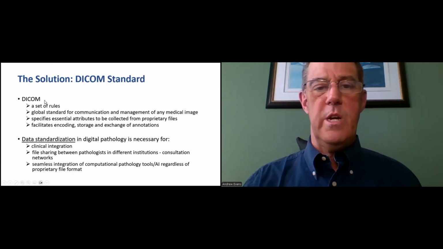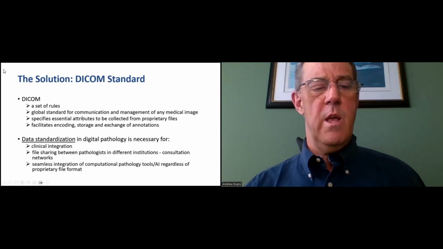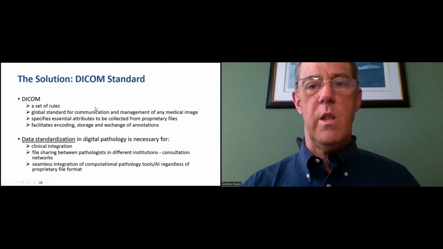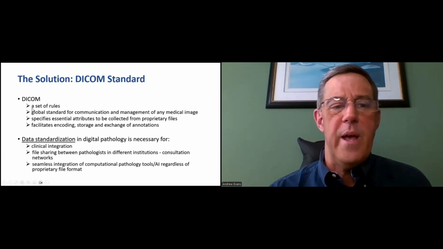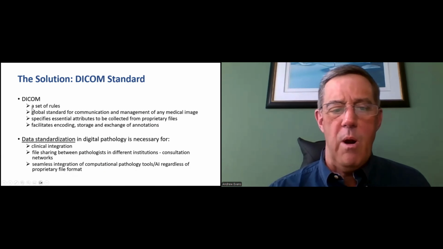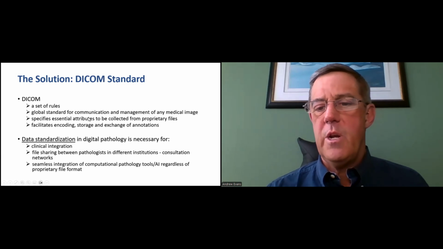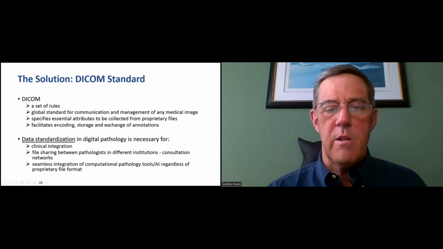So I think the solution here would be the DICOM standard. And I'm sure many on this call, if not everyone, would be familiar with it already. It's not specifically a file format. It's just a set of rules. It's a wrapper, a global standard for communication and management of any medical image.